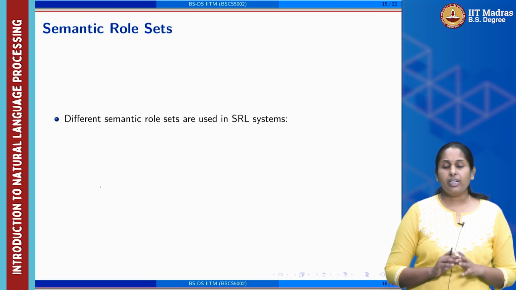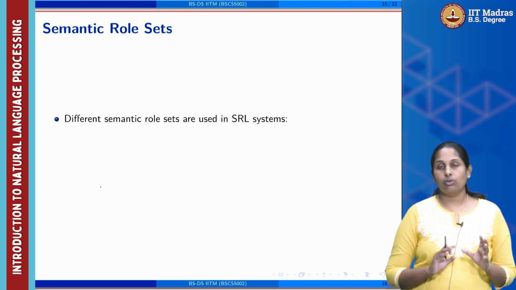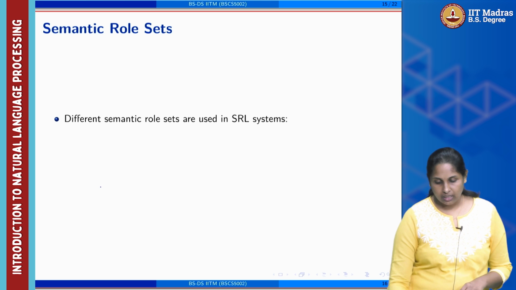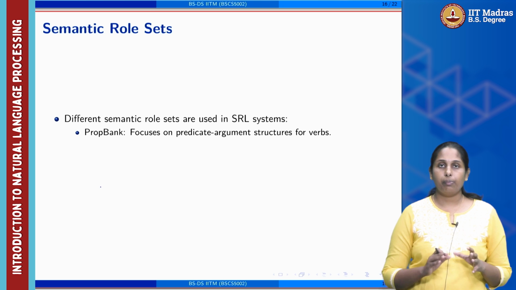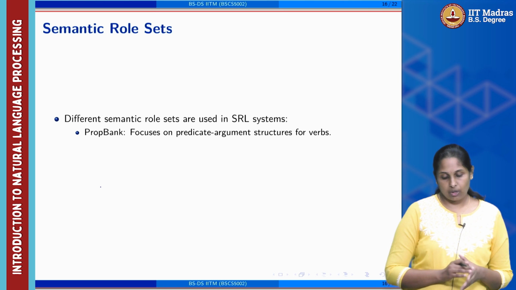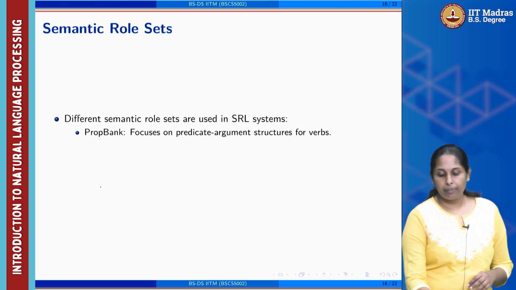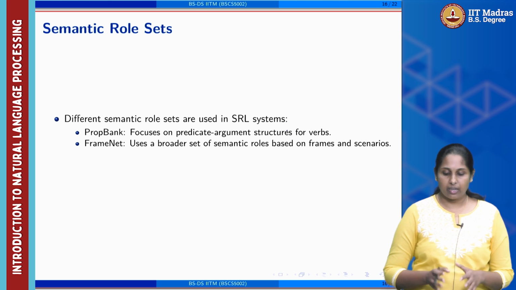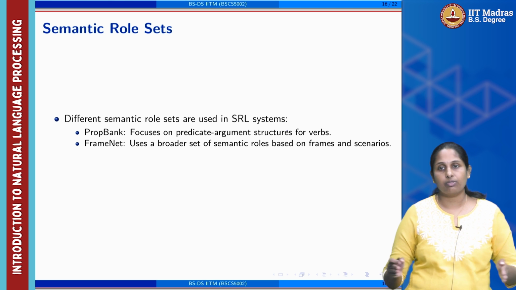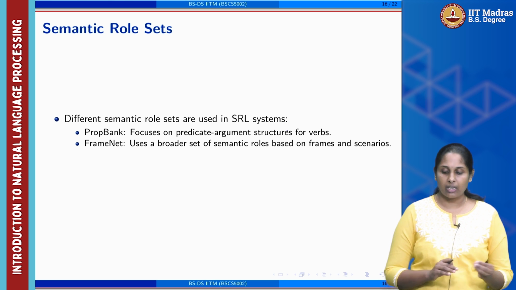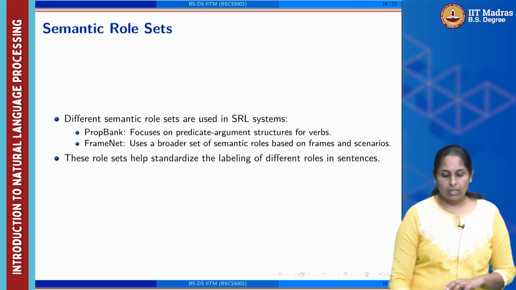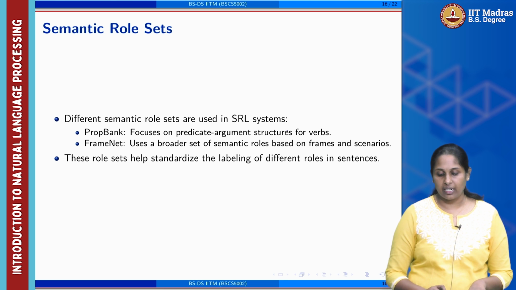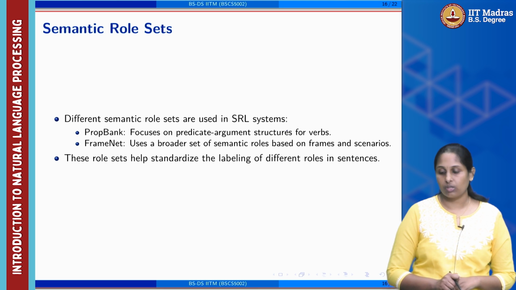And now semantic role sets are used in different ways in different SRL systems. So for example, PropBank is one type of semantic role labeling resource which focuses on predicate and argument structure for verbs, and FrameNet on the other hand uses a broader set of semantic roles based on frames and scenarios. These role sets help standardize the labeling of different roles in a sentence.